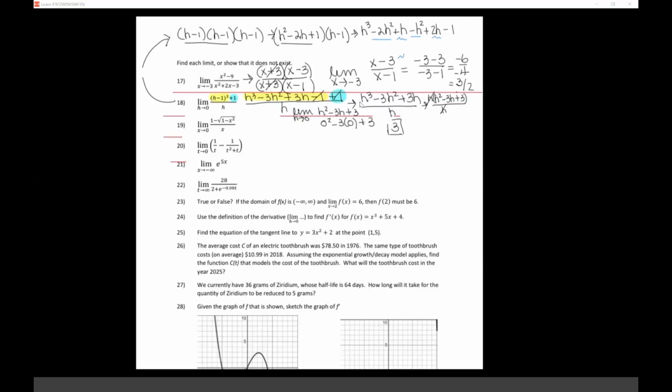Okay, so the trick here was using factoring to get rid of the denominator. Here we didn't get rid of the whole denominator, we got rid of the problematic part of it. Here we got rid of the whole thing. Yes, no, maybe? Questions, people? Okay.